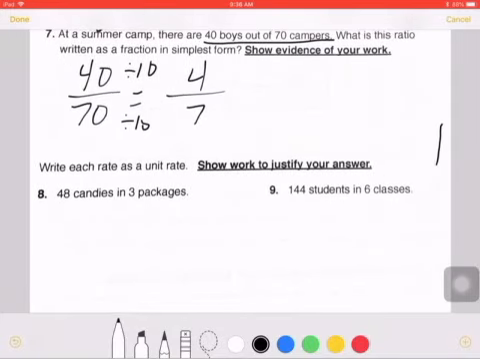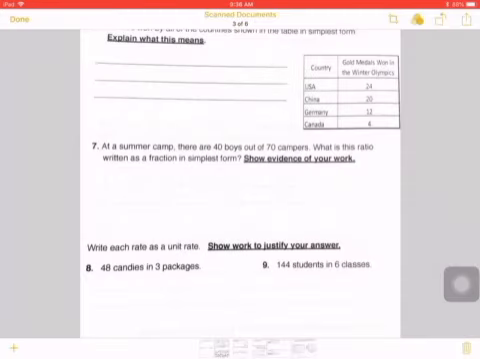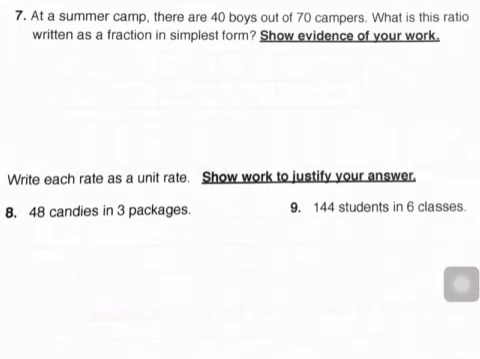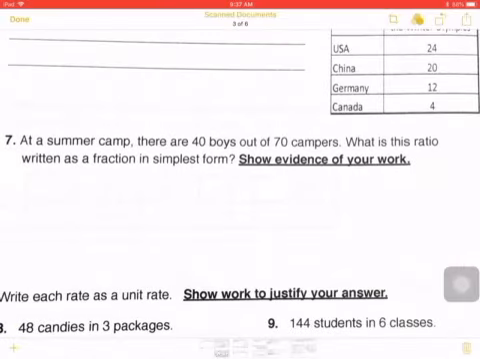Okay, number 8. We have to write these as a unit rate. Uh-oh, lost all my writing. That's right, you can rewind the video if you need to see it. So as a unit rate, I kind of told you when you were taking it, the tip here would be to use division.